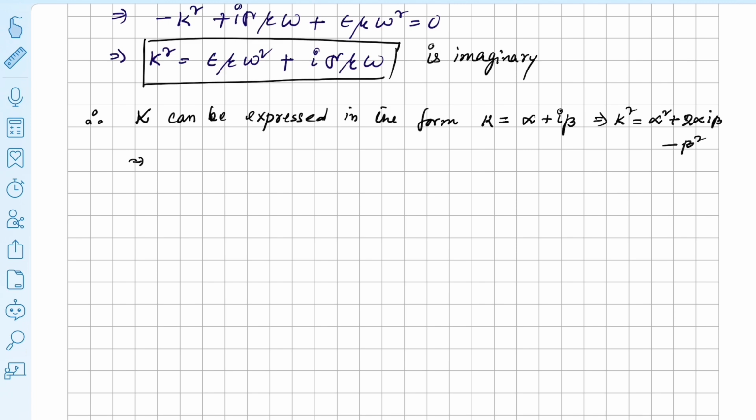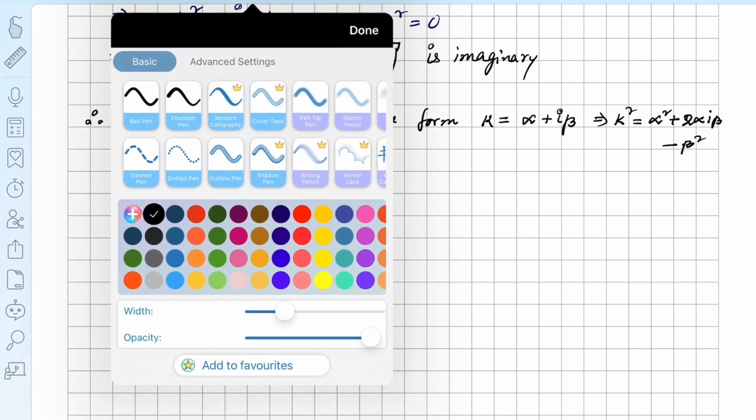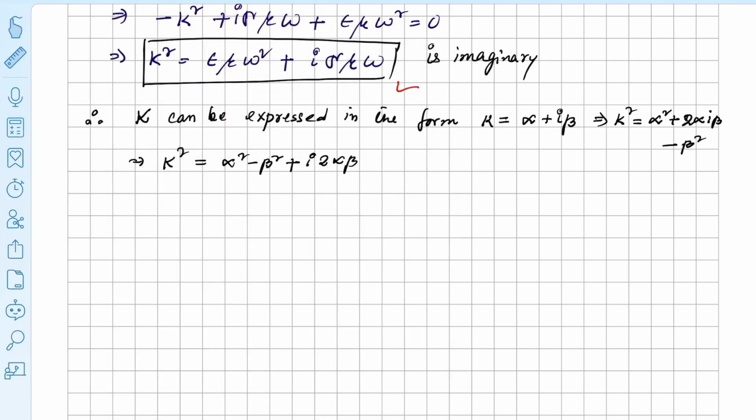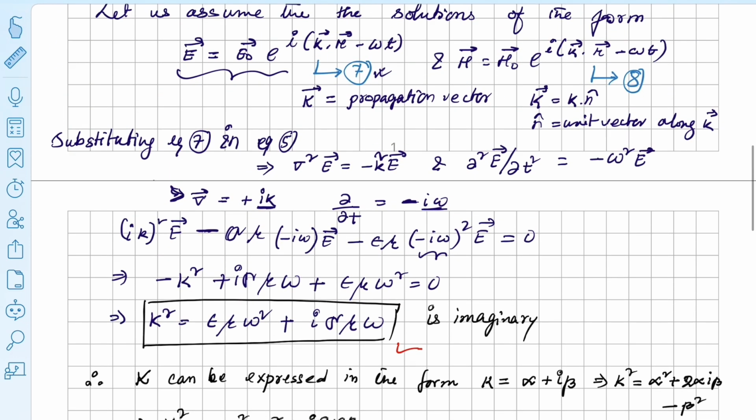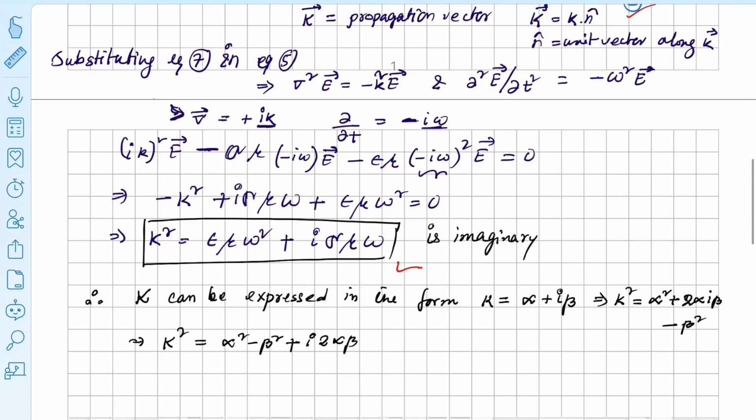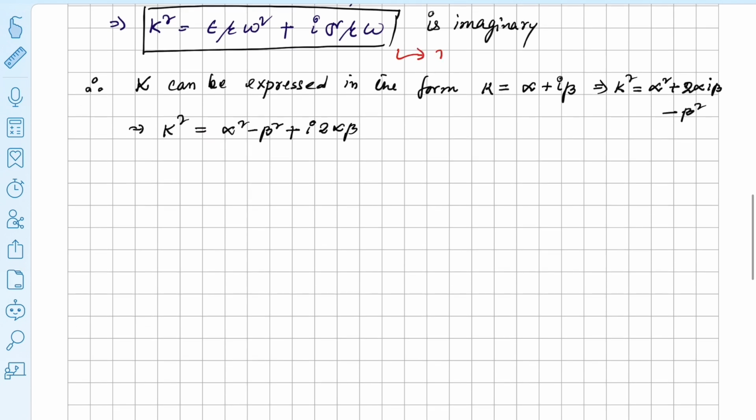That means, separating the real and imaginary parts, we can write k square is equal to alpha square minus beta square, and the imaginary part is i 2 alpha beta. That's what we're going to get. So now let me take this as an equation number. What was the last equation number we have taken? Let me go upward. This is 8, so let me take this as equation number 9, and this is, suppose, equation number 10.